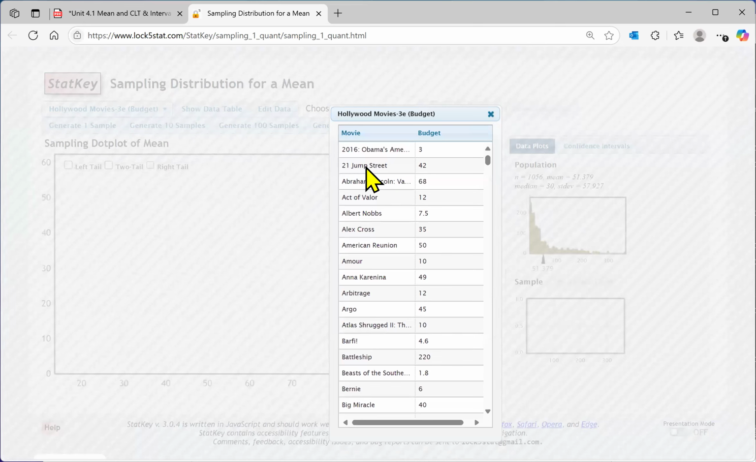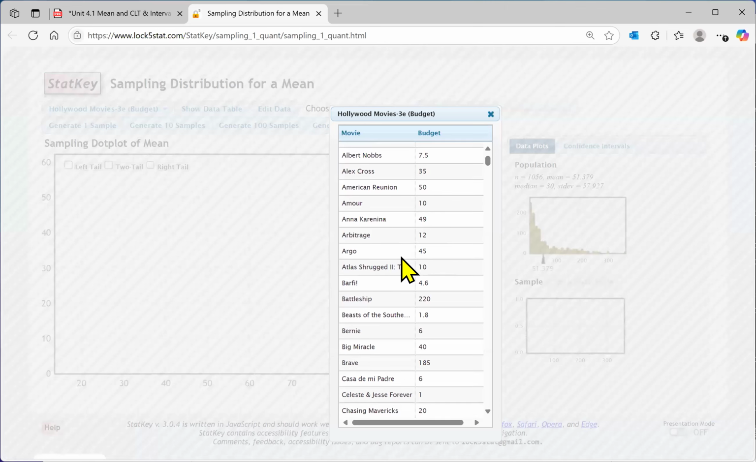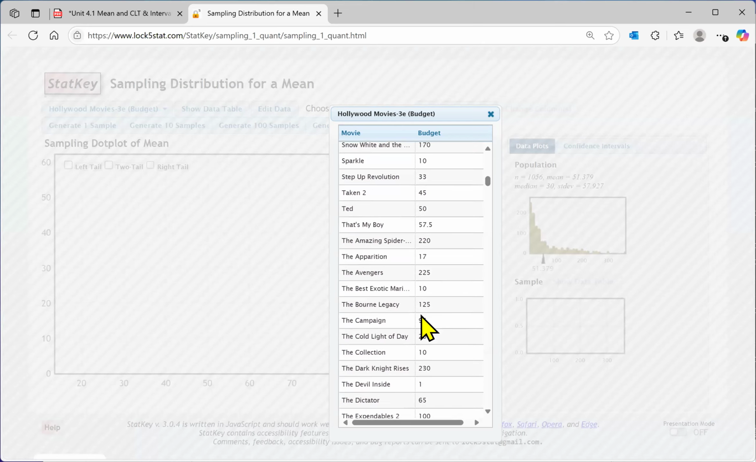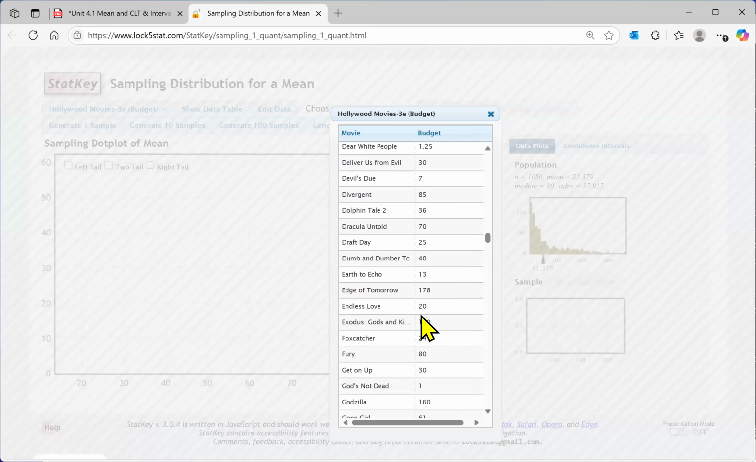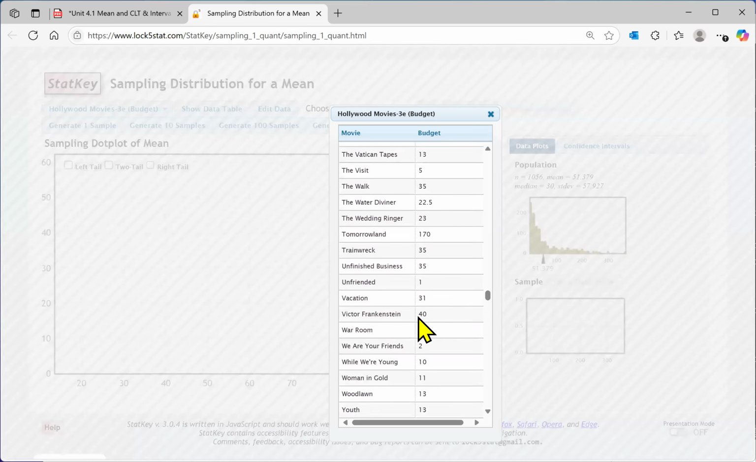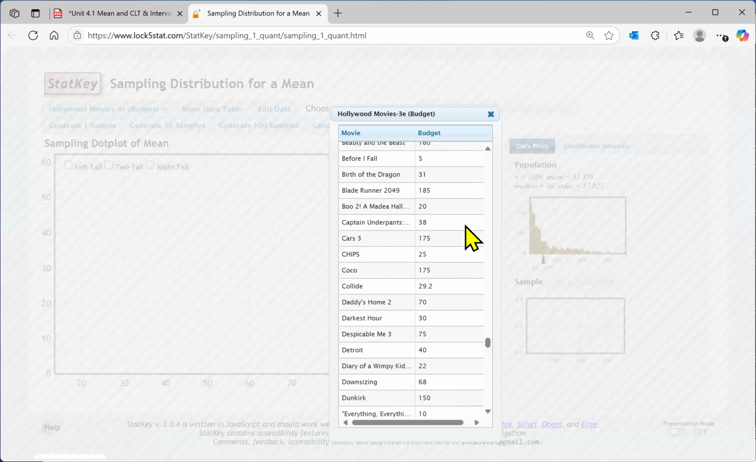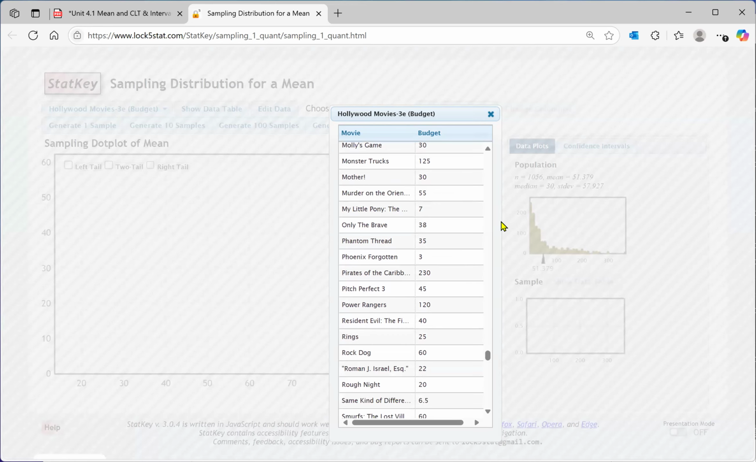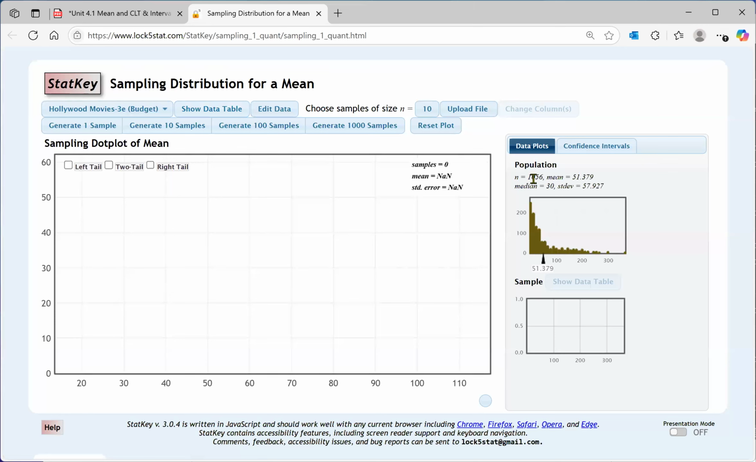So you can see here that we have, for example, 21 Jump Street with a budget of 42 million. Another one, for example, Battleship with 220 million, Brave with 185 million, and so on. So you can see that these are all the movies from some year, I'm not quite sure, or maybe several years. All right, so anyway, let's go ahead and, oh, look, Despicable Me 3 with 75 million. Wow. All right, so let's close this. And so this is your population. There are 1,056 movies. The mean is 51.379. Median is 30. Standard deviation is 57.927.